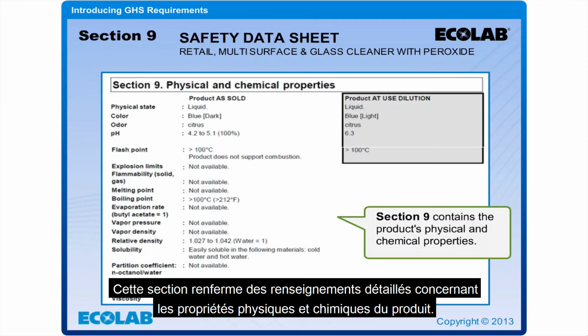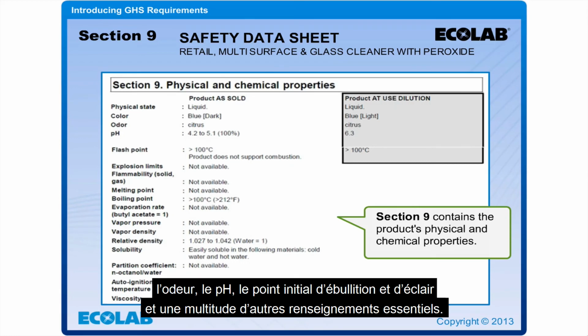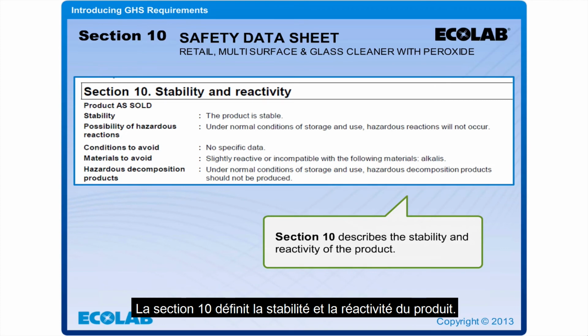This section contains detailed information regarding the product's physical and chemical properties. This is where you can find information such as the appearance, odor, pH, boiling point, flash point, and other key information. Section 10 describes the stability and reactivity of the product.